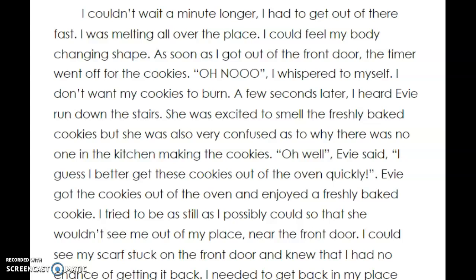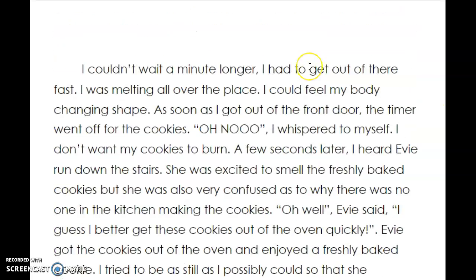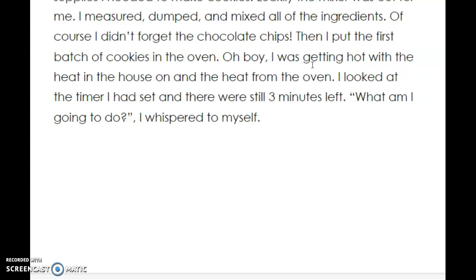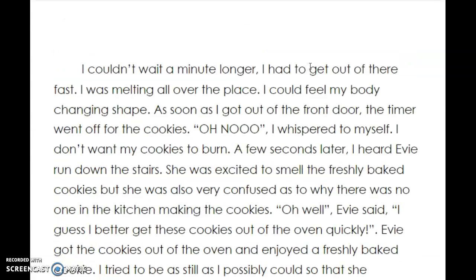Okay, so here's my fourth paragraph. So remember, I left off and I reread it again at the end. What am I going to do? I whispered to myself.